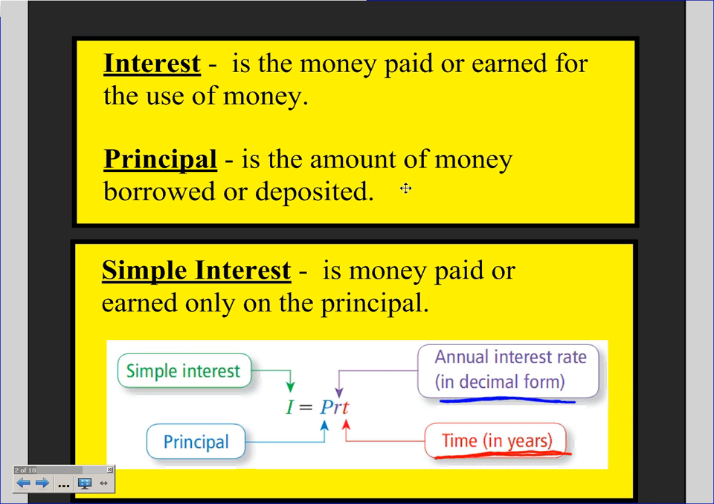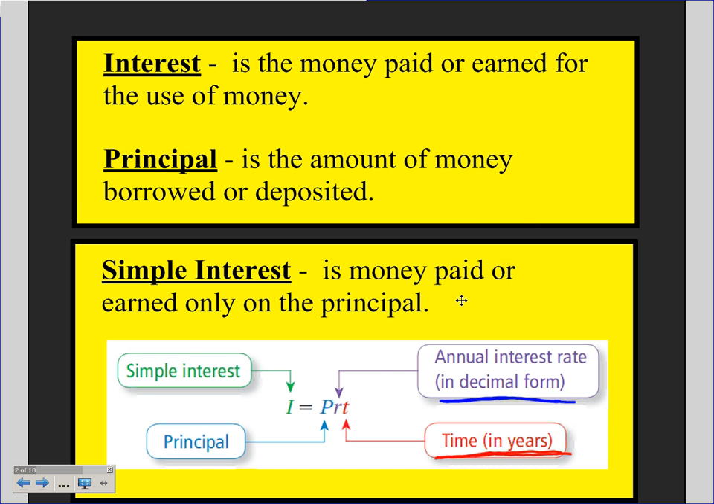Principal is the amount of money borrowed or deposited. If you borrow $500, that $500 is your principal. Or if you open up a savings account with $500, it's now principal for the savings account.